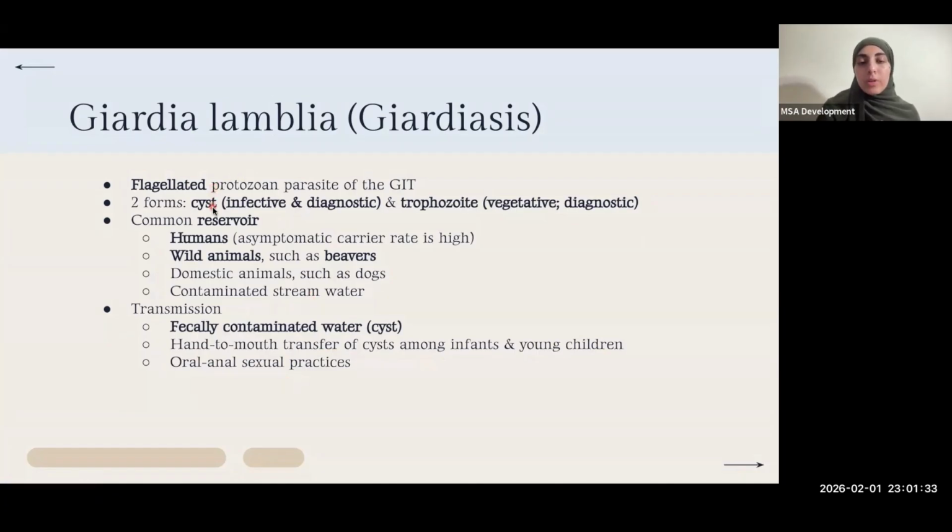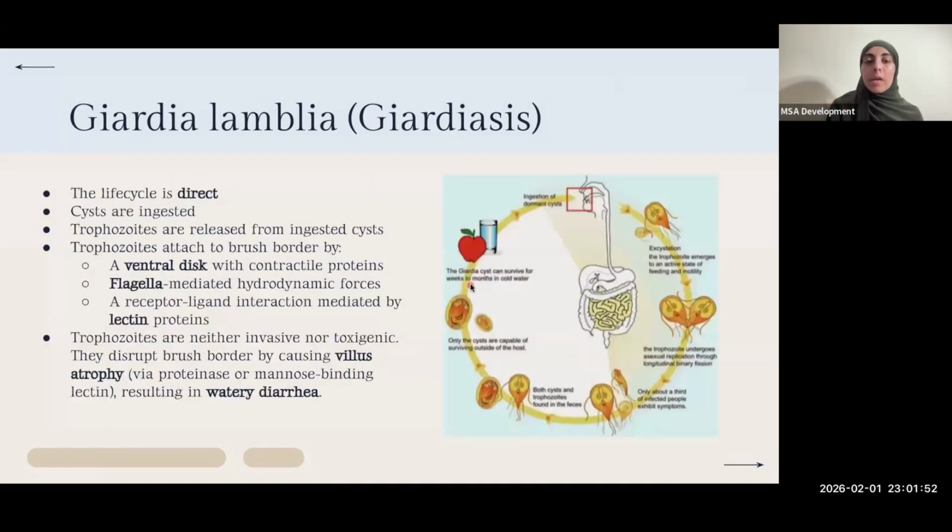So, very important to know that the infective stage is the cyst, and you also have a trophozoite, which is the vegetative stage, and they are both diagnostic. And reservoirs for this protozoan are both humans and wild animals, and it's mainly acquired through fecally contaminated water, which has the cyst. Okay? What is the life cycle of Giardia?